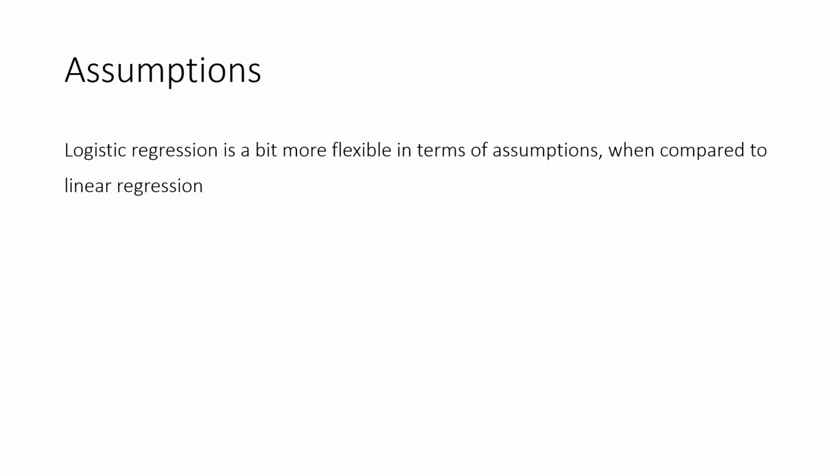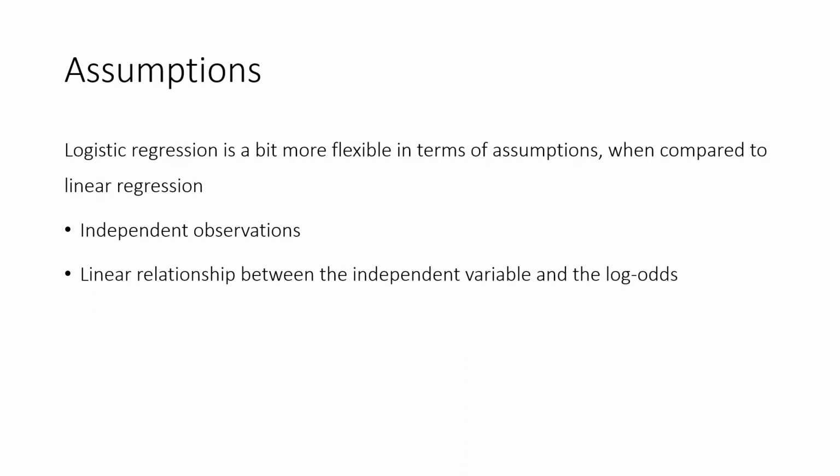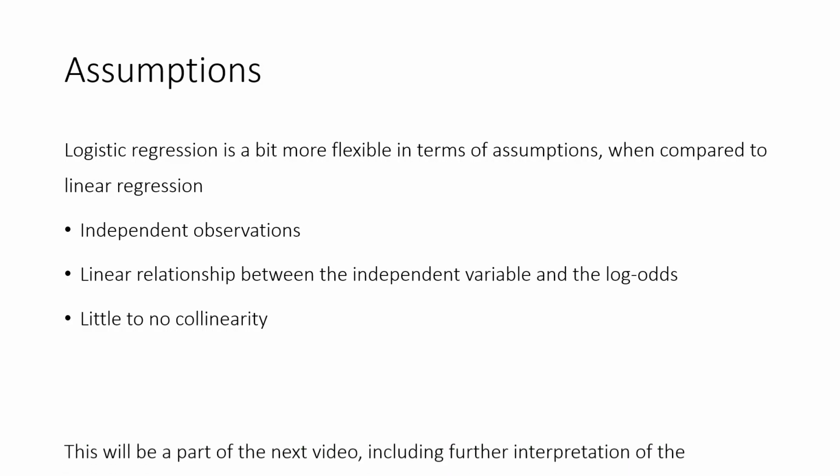So just like with linear regression, there are certain assumptions that we need to meet when we do logistic regression. So the first one, like with many statistical analyses, we need to have independent observations, indicating that observations should be independent from one another. One observation should not influence the value of another. Additionally, like with linear regression, we need to have a linear relationship between the independent variable and the log odds of the dependent variable. It's very important. And finally, we also have to have little to no collinearity between the predictors that we use in our model.